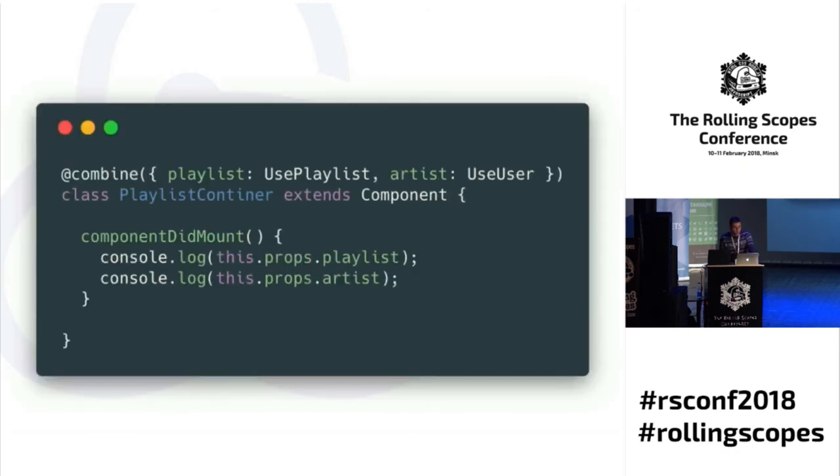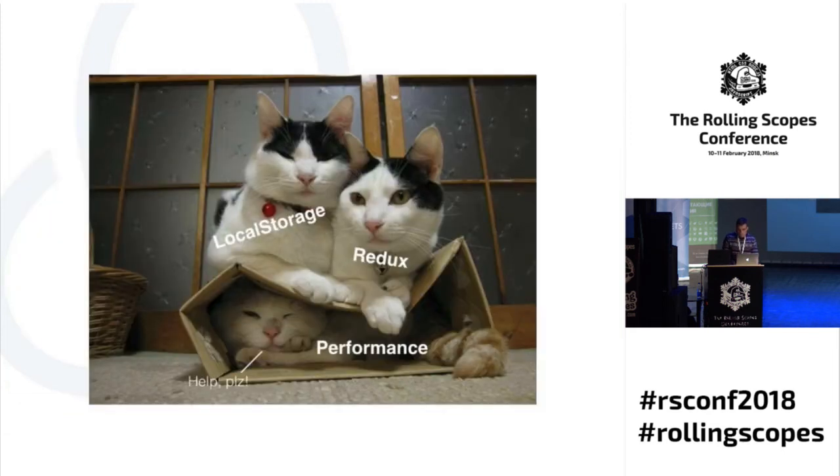And when we use our combine function, I can be completely sure where the playlist and artist props have come from. So this.props.playlist will come from usePlaylist, and this.props.artist will come from useUser. Okay, and I want to share with you one success story which was achieved with the help of Connect decorators.